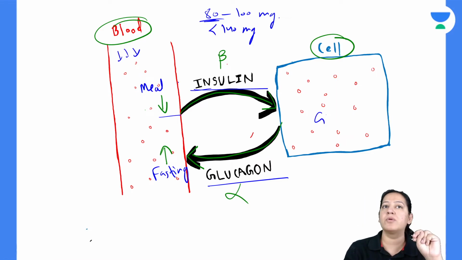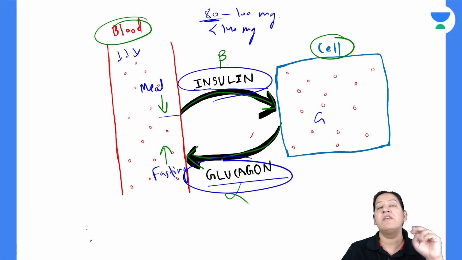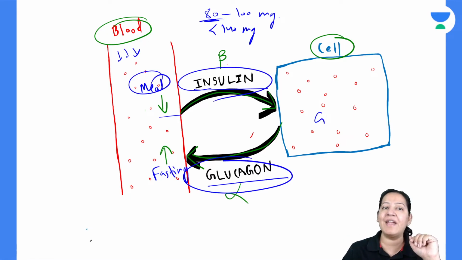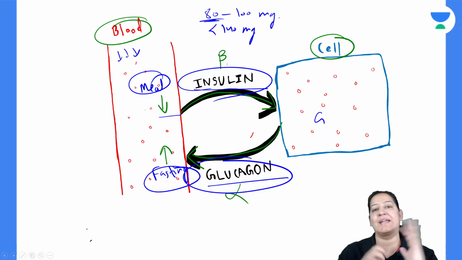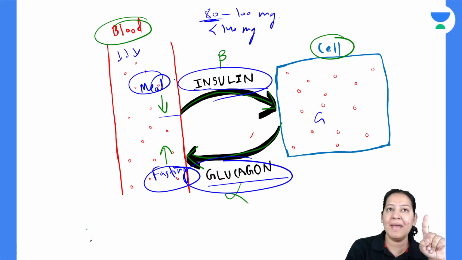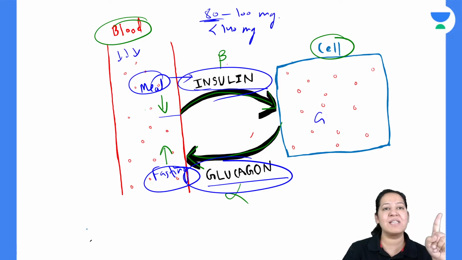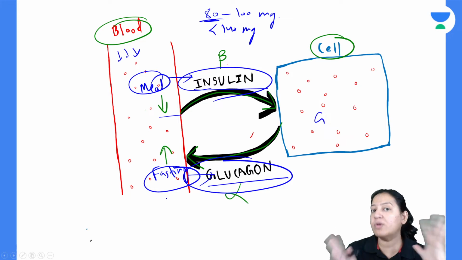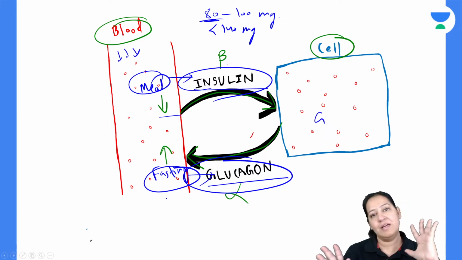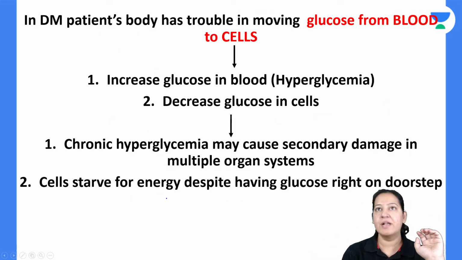So these two hormones, insulin and glucagon, will play their roles during meal and during fasting state, and they always keep the blood glucose level constant. Have you got it? So during meal, insulin comes in role, and during fasting state, glucagon comes in the role, and both of them together maintain a homeostasis of blood glucose level in the human body. Have you got it? So this is normal.